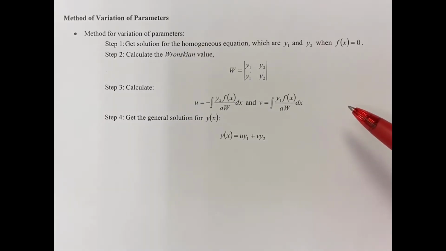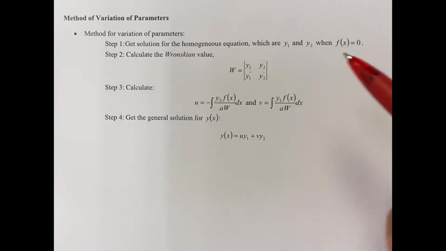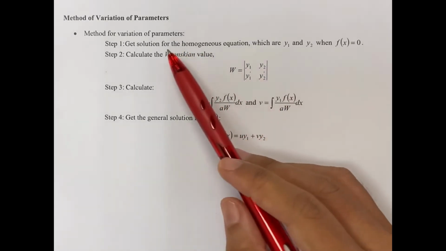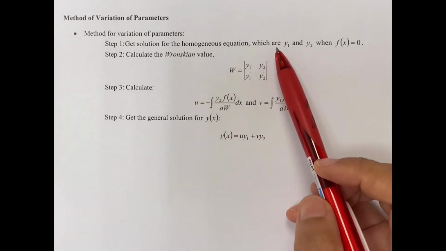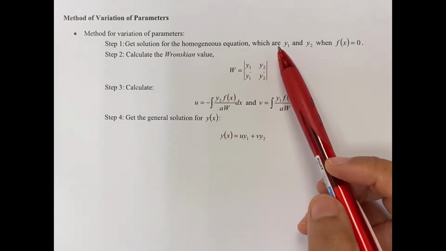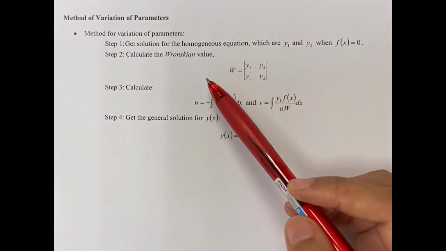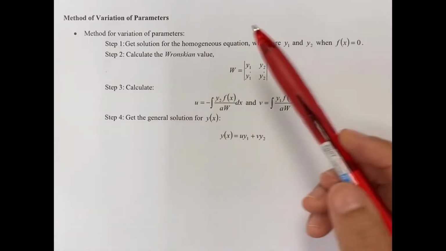The second method is the method of variation of parameters. So these are the 4 steps in solving a second order ODE using variation of parameters. For the first one, you need to know your yh, your homogeneous solution, and then find y1 and y2 from yh. Second, calculate the Wronskian's value.